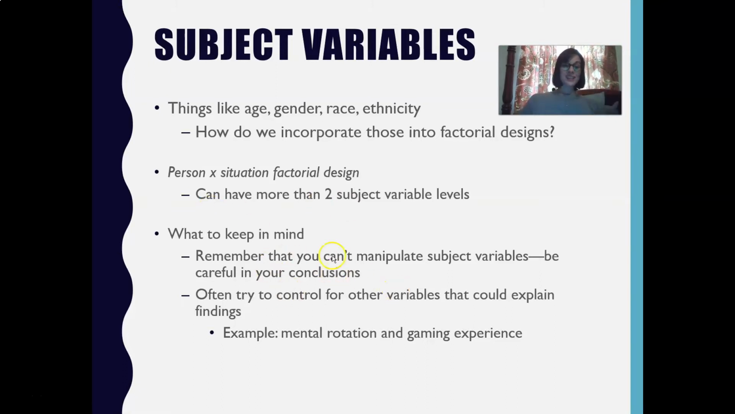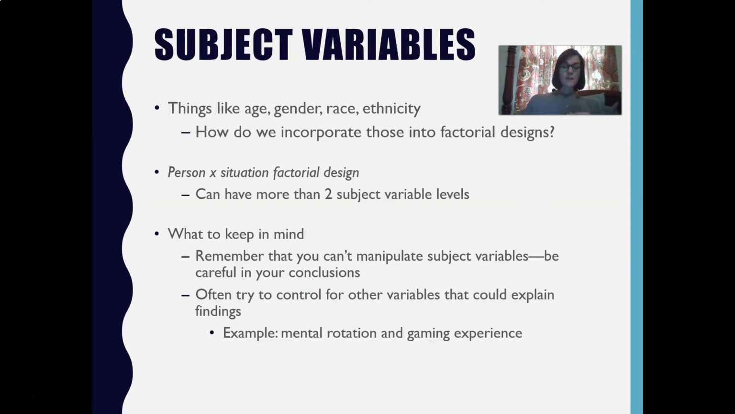So like I said, you can't manipulate those subject variables. Be very careful about the conclusions that you draw. Make sure you're not being hard-lined with a causal effect. You might have to say that age influenced memory performance, or that it is associated, or even worst case scenario, correlated. But you can't really talk about cause effect here. Additionally, if you are looking at a subject variable, such as looking at gender with mental rotation, try to control for other variables that could potentially explain findings.